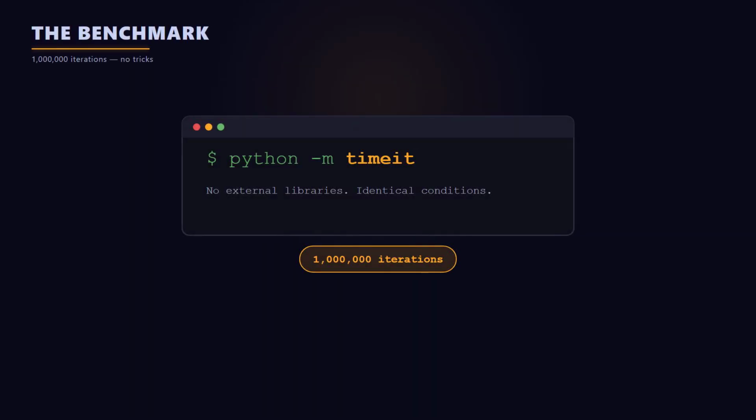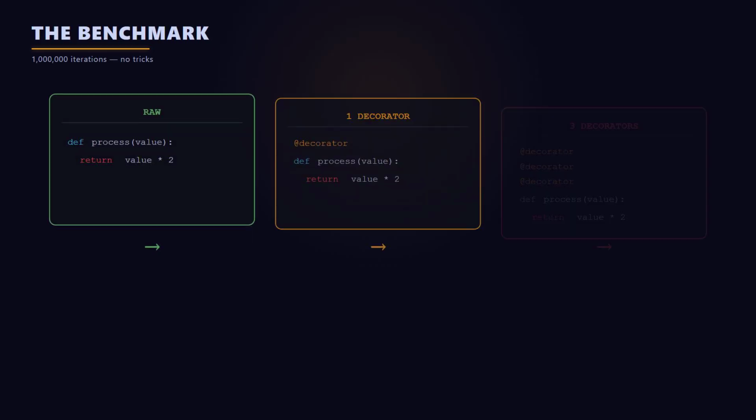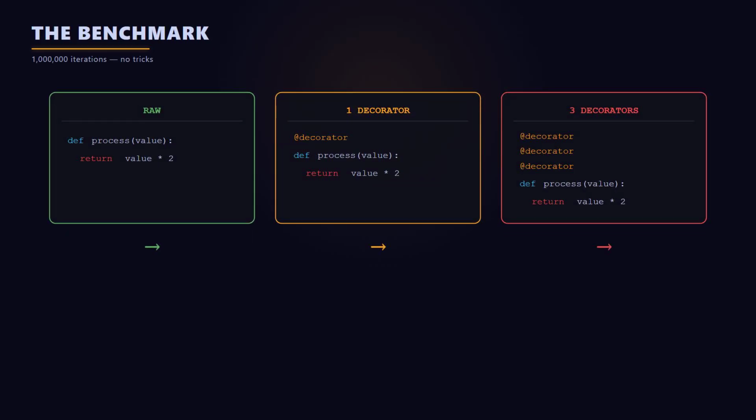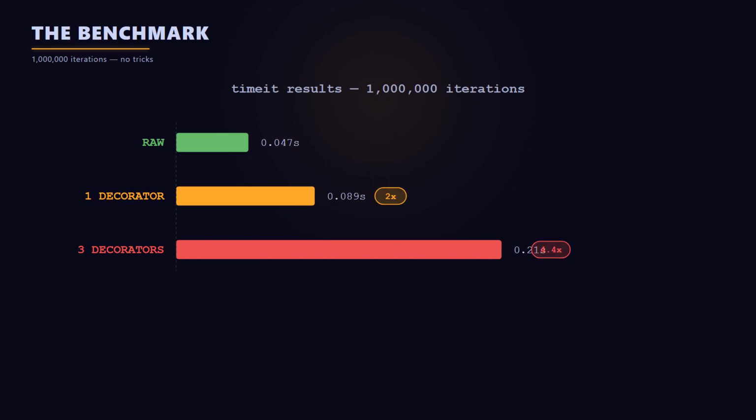Time it. No external libraries, identical conditions. 3 versions of the same function. Raw, 1 decorator, 3 stacked. 1,000,000 iterations each. The kind of volume you'd see in a pandas pipeline, a Scrapy spider, or a batch job on AWS Lambda. Raw, 0.047 seconds. 1 decorator, 0.089 seconds, twice as slow. 3 decorators, 0.21 seconds. That's a trivial function, return value times 2, running 4.4 times slower just from wrapping.